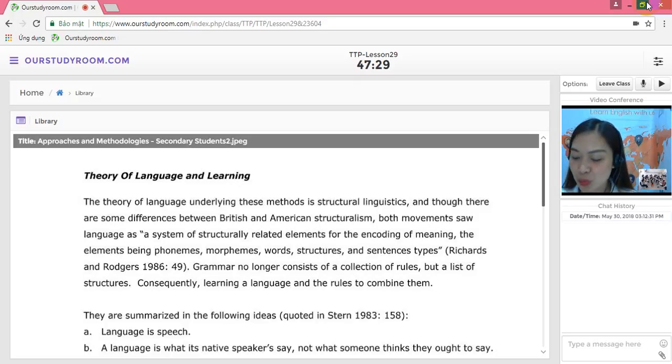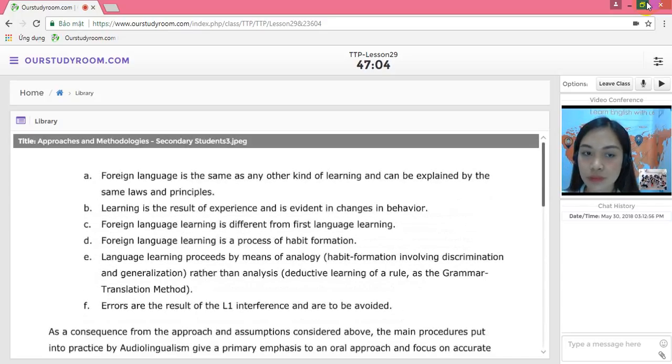Three, the audiolingual method. The main concept of audiolingualism. A. Foreign language is the same as any other kind of learning and can be explained by the same laws and principles. B. Learning is the result of experience and is evident in change in behavior. C. Foreign language learning is different from first language learning. D. Foreign language learning is a process of habit formation.